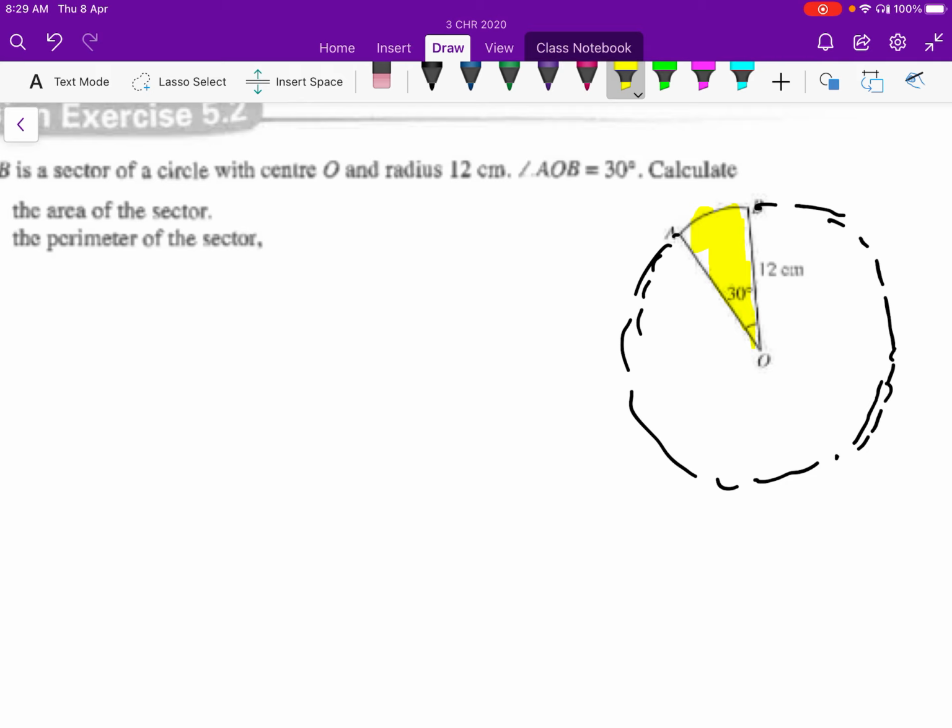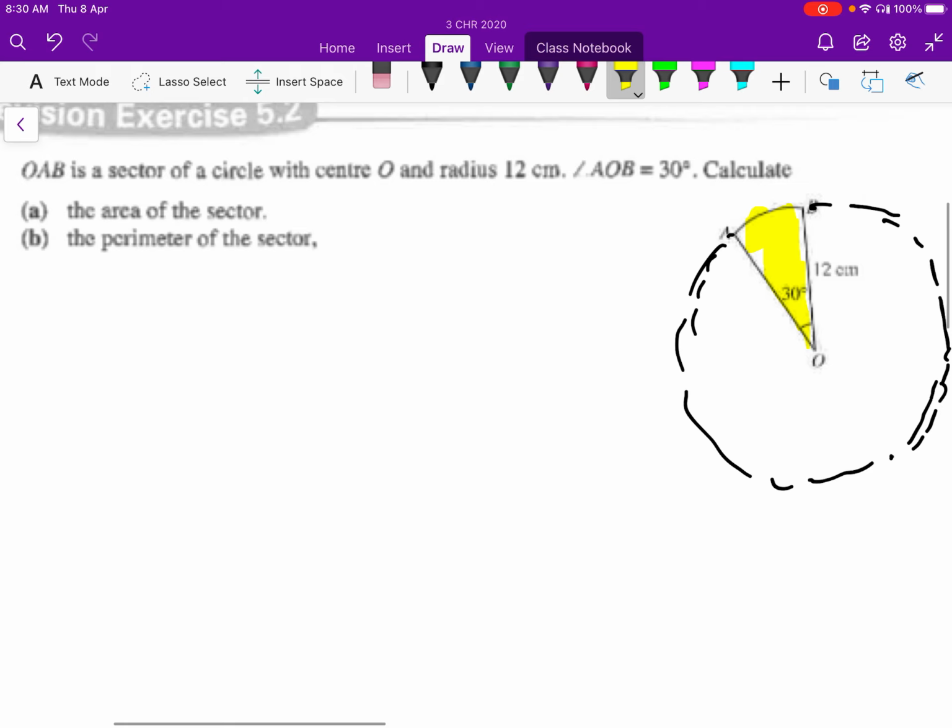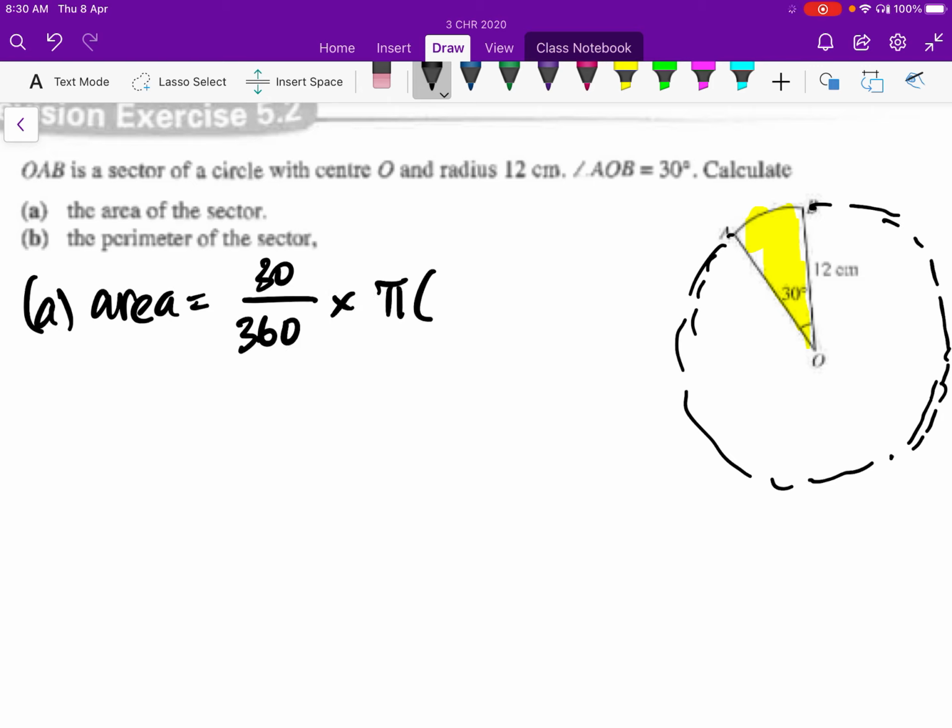So to find this area, I need the area of the entire circle. Area of the entire circle has a formula, which is pi r squared. Now, we only need 30 degrees out of the whole 360 degrees. So I'll show you the two presentations. The first presentation, you can say area will be 30 out of 360 times pi r squared, where the radius is 12. So the answer, use your calculator.